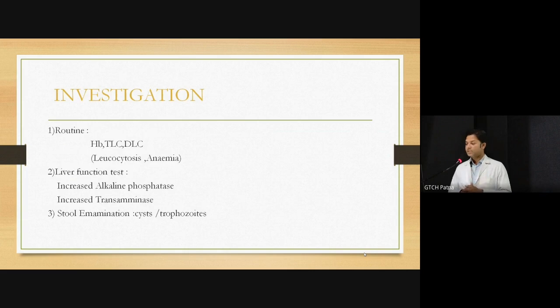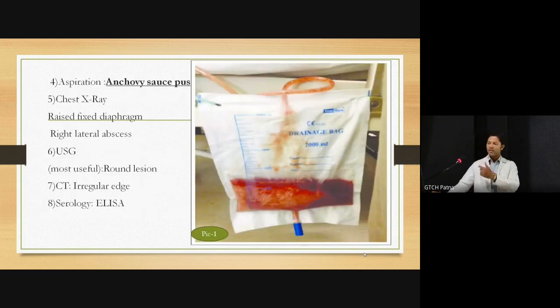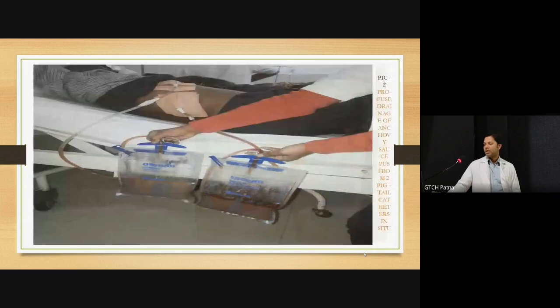Investigations, already discussed: HB, TLC, DLC, and liver function tests. Stool examination for trophozoites. Let's have a look at the screen. This is anchovy sauce pus. Very important, this is a pigtail. If you see it carefully, it looks like the tail of a pig.